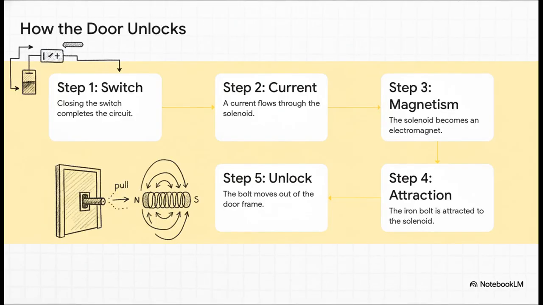Now, for the big 3-mark explanation in question 4.4. To get all the points, you've got to tell the story in the right order. First, you close the switch, which completes the circuit and lets the current flow. Second, that current zipping through the coil creates a magnetic field, turning the solenoid into an active electromagnet. And finally, that magnetic field yanks on the iron bolt, attracting it and pulling it out of the doorframe. And just like that, the door's unlocked.